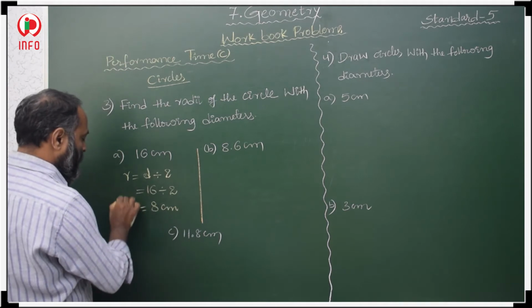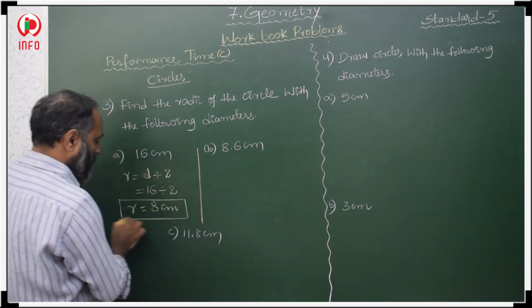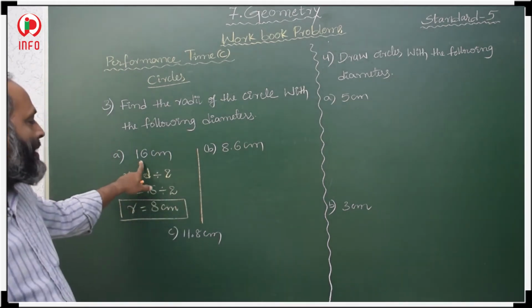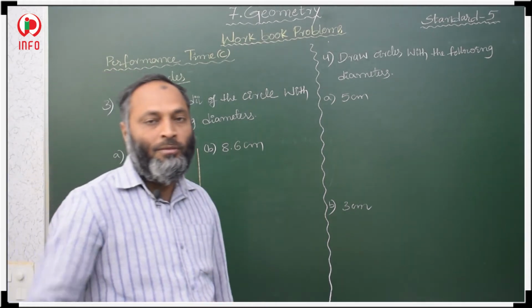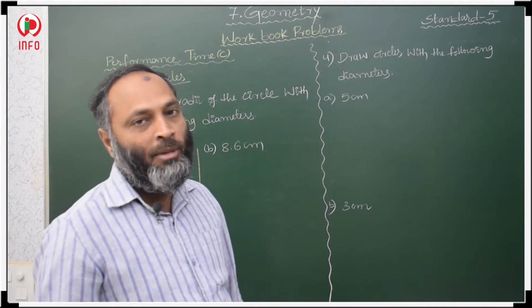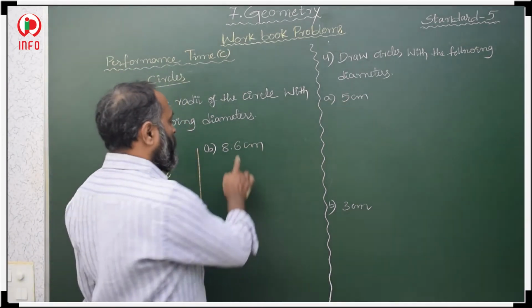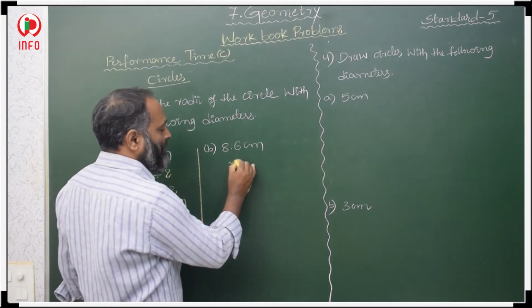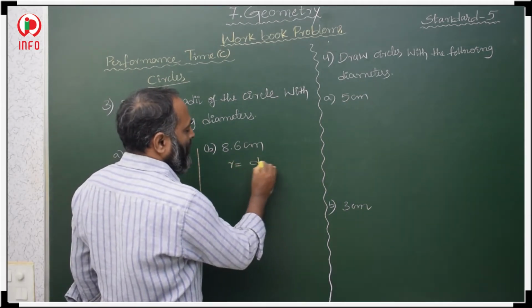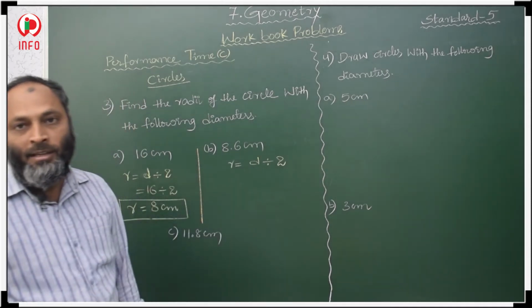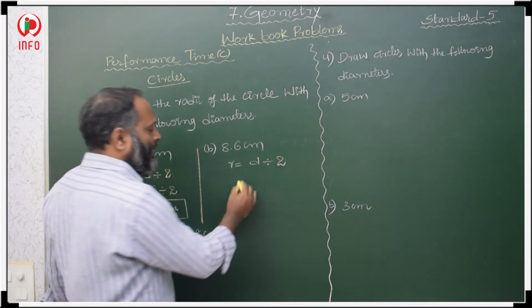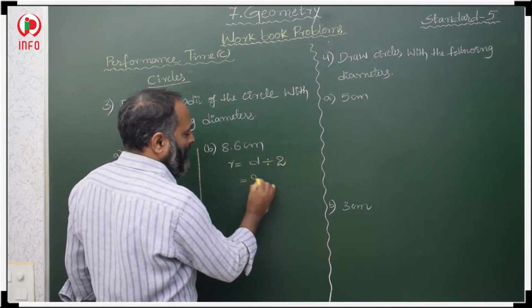Then radius is 8 centimeters. So when diameter is 16 centimeters, then radius is 8 centimeters. Half of the diameter is radius. Here the diameter is given. Radius means if we divide the diameter by 2, then you will get radius. Diameter divided by 2. Then what is the diameter here?